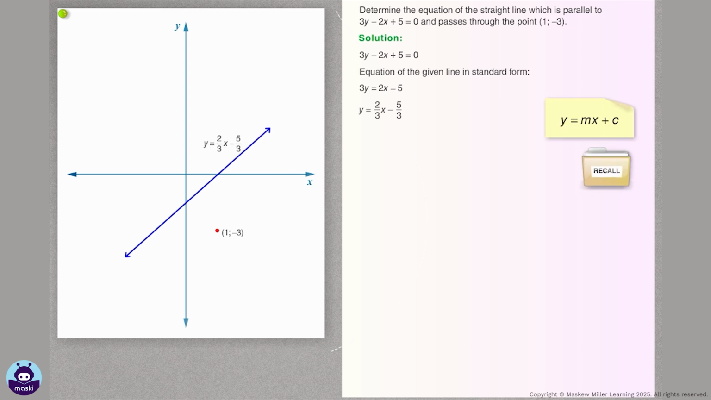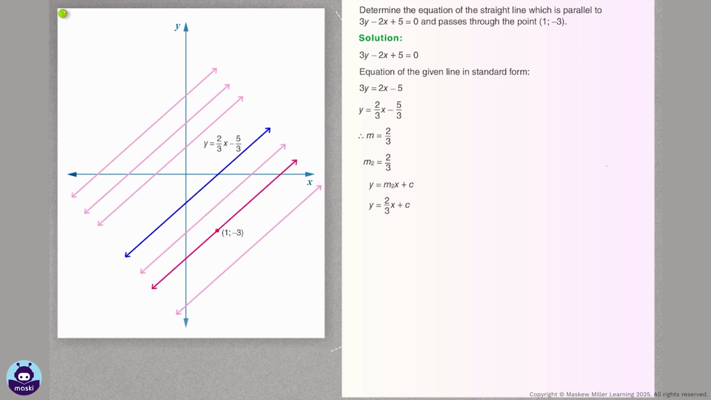Recall the standard form of the equation is y equals mx plus c. We can extract the gradient m of the given line by comparing the two equations. Therefore, m is equal to 2 over 3. The line parallel to the given line has the same gradient, so m2 is equal to 2 over 3. So the equation of a parallel line can be written as y equals m2 times x plus c. y is equal to 2 over 3 x plus c.